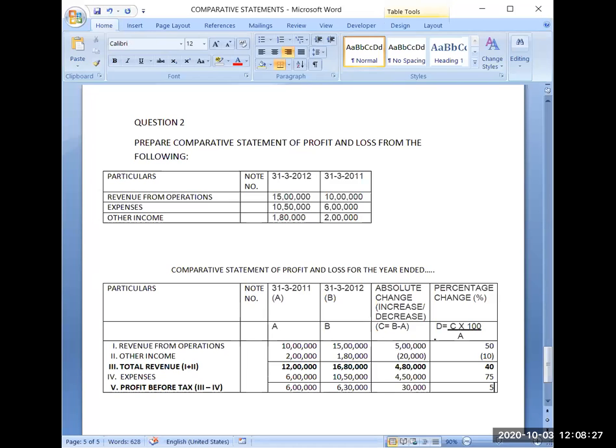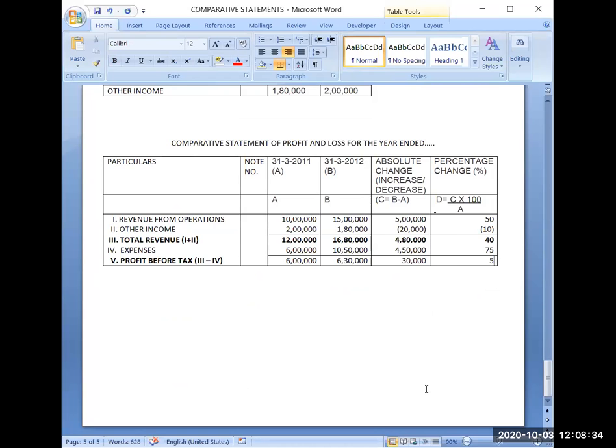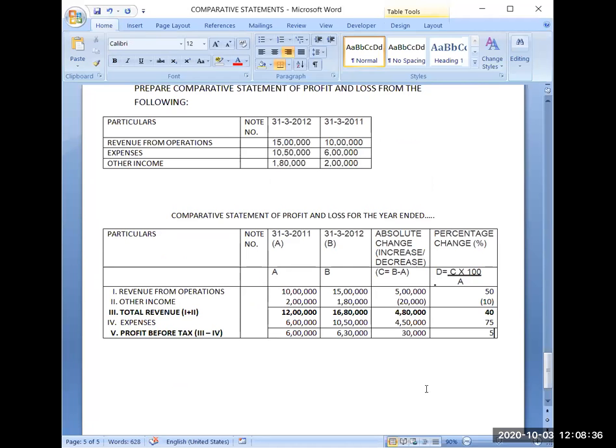So this way our question is completed. Now I hope you have got an idea how to compare the statements and how to prepare both of the comparative statements. Today we have completed this chapter, comparative statement of balance sheet and comparative statement of profit and loss.